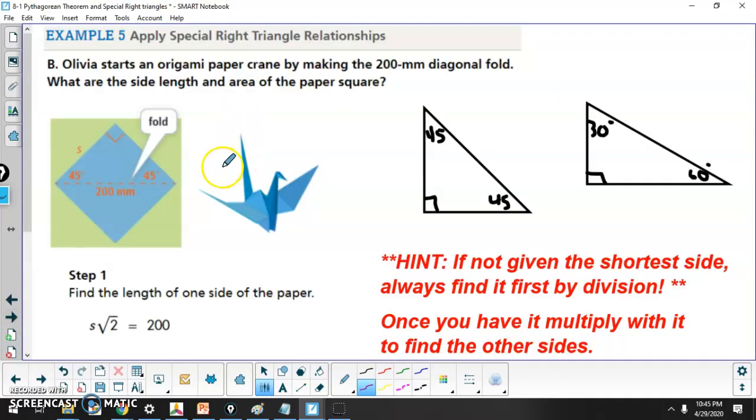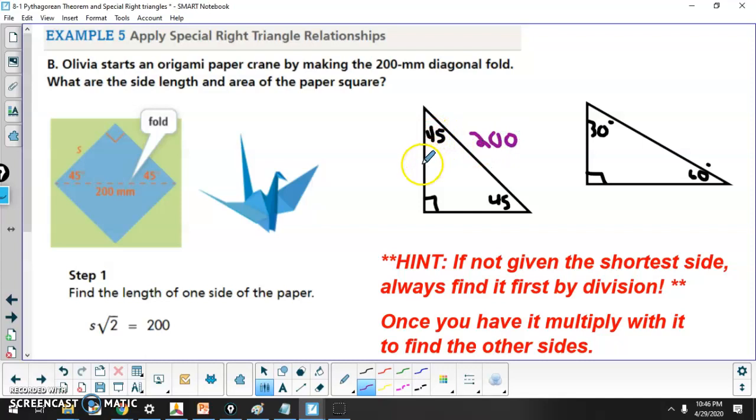All right. So we're doing some origami. 200 millimeter diagonal fold. What are the side lengths and the area of the square? All right. Now remember, the diagonal here is essentially the hypotenuse, and that's 200, okay?